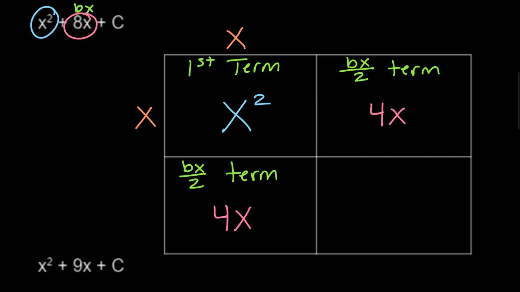Now, what times x would give us 4x? 4. So a 4 goes right up here. And again, what times x would give us 4x? 4. What do you recognize here? You're multiplying, good. So that's like if you did x plus 4 squared, you probably get 8x.